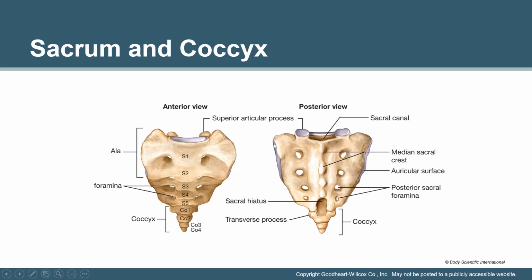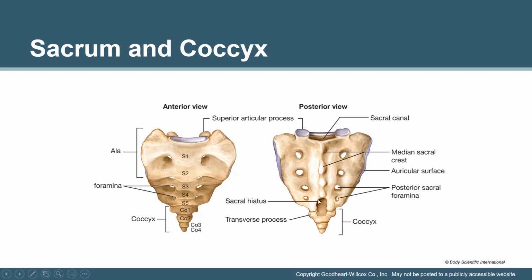Now, these articular surfaces on the lateral portion of this bone will articulate with your pelvis on either side. When that joint happens, it creates the SI joint, sacroiliac joint. That's where we're talking about when we talk about that. You've probably heard that you have an SI joint dysfunction or something. Many of you may have heard that. That's what we're talking about.